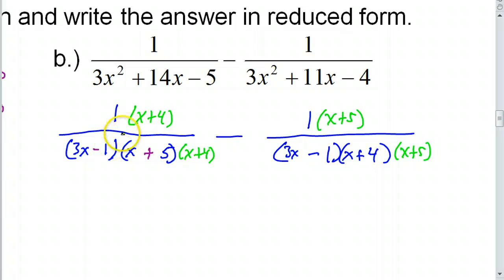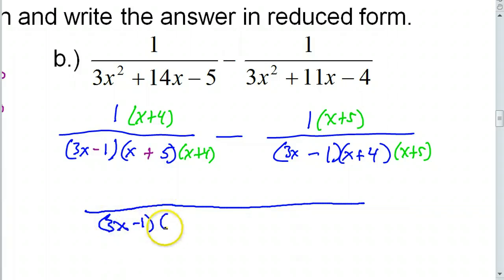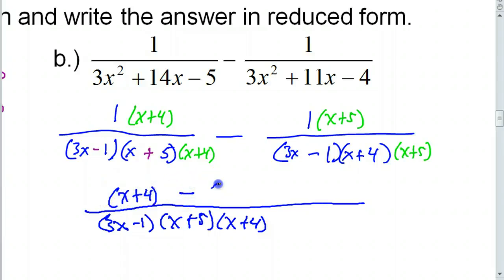Again, in the previous video, we already worked this part out. We already found like denominators, so make sure you go back and watch that. But now we're just going to go from here. Now that the denominators are the same, we can combine these into one, using the like denominator. So I have my 3x minus 1, my x plus 5, and my x plus 4. Now I have my numerators. I have x plus 4 minus x plus 5.